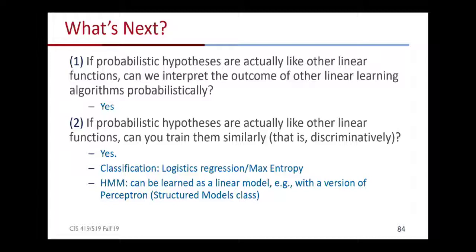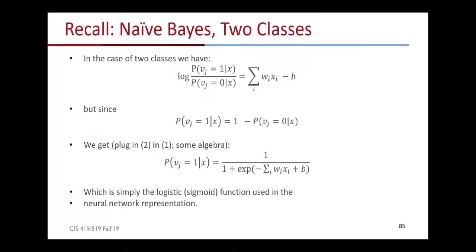And perhaps the more interesting question is, if probabilistic hypotheses are just like other linear classifiers, can we train them similarly? For example, can we train them in a discriminative way, just like we did before, in an error-driven way? And the answer to this is also going to be yes, and we're going to see it. So first of all, this is what we've seen before, just a few minutes ago, showing the naive Bayes as a probabilistic classifier over a linear function.